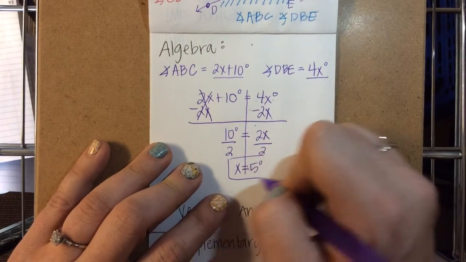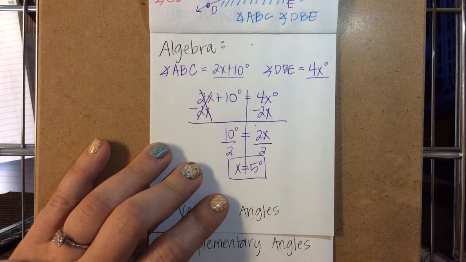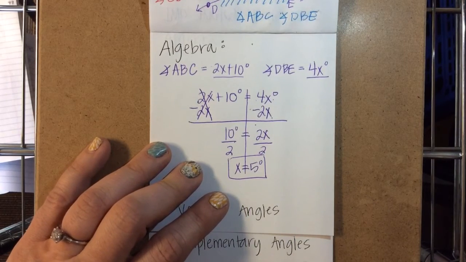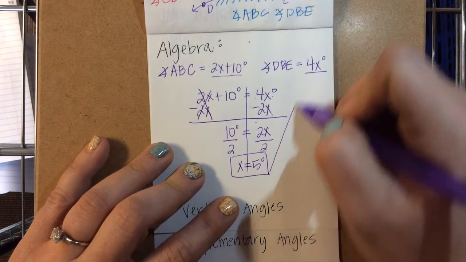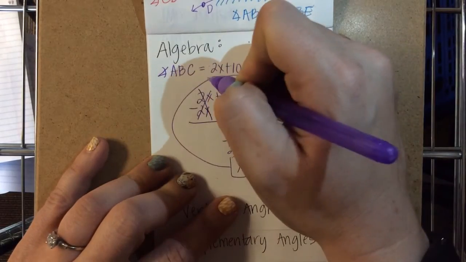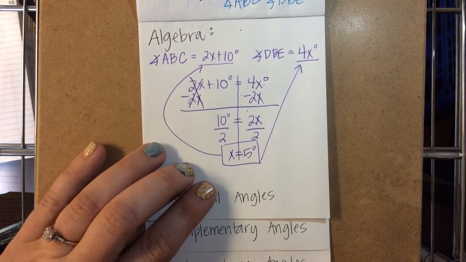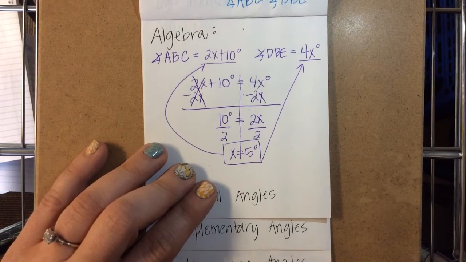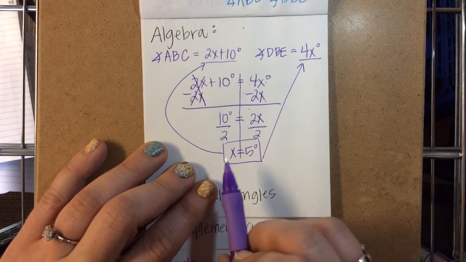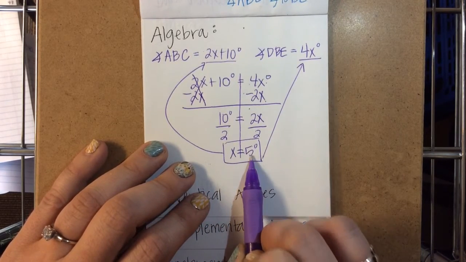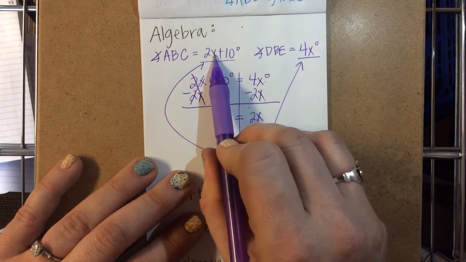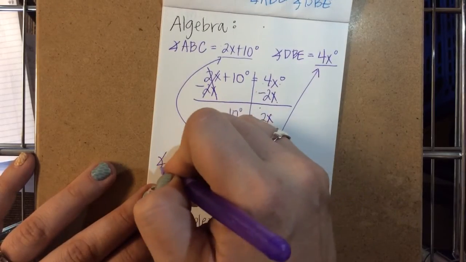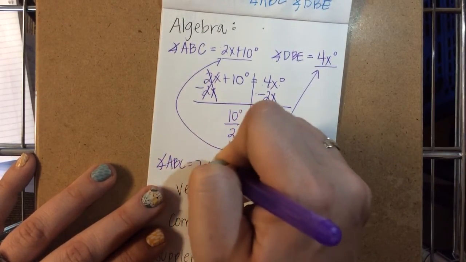But you guys, even now you're not done. Because ABC is not 5 degrees, and DBE is not 5 degrees. What equals 5 degrees? X. So you have to take 2 times 5, 4 times 5. What's that called in math? I'm going to have to take the variable and substitute. Instead of the value of x, I'm going to put in the number 5. 2 times 5 is 10, plus 10, 20. So angle ABC equals 20 degrees.